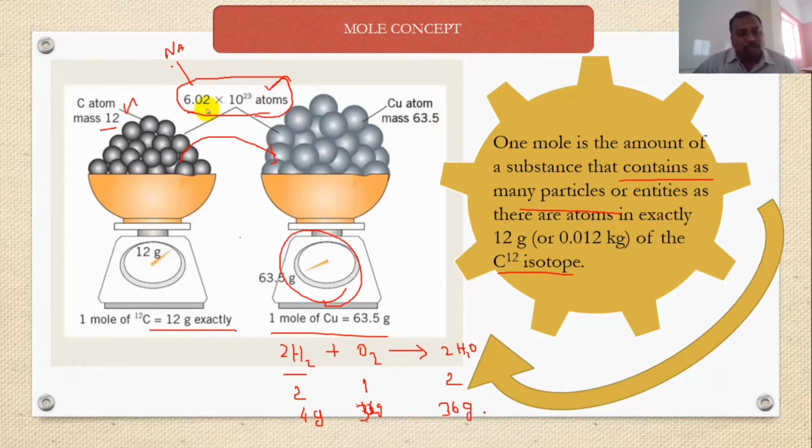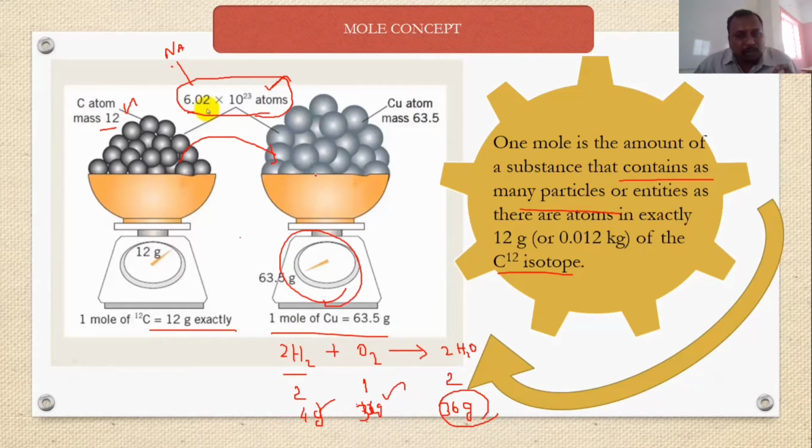So 1 mole of oxygen molecule is 32 grams. So 2 moles of hydrogen, 1 mole of oxygen react, it gives 2 moles of H2O. That weight is 36 grams. So இதெல்லாம் equations proper study பண்றதுக்கும் அதை balance பண்றதுக்கும் தான் we are introducing the concept mole.